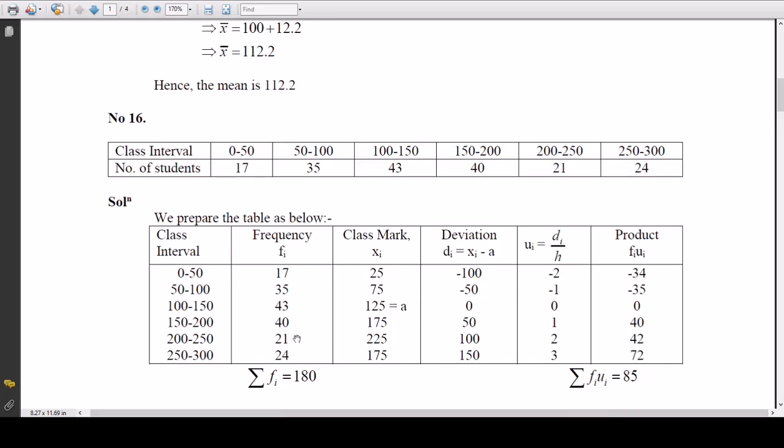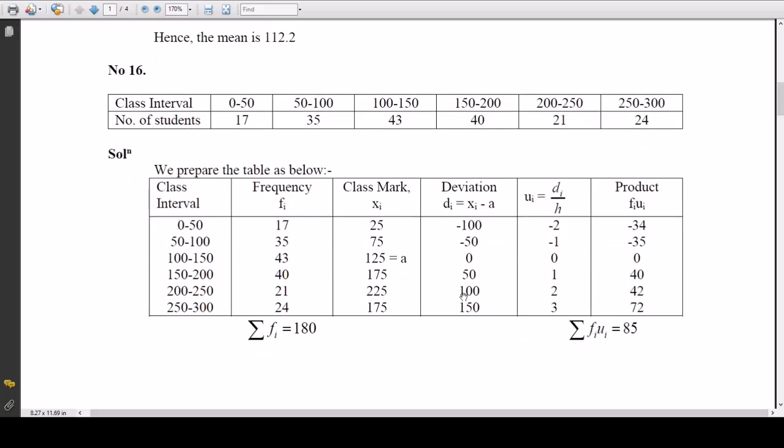Now find the summation of frequency, which is 180, and the summation of fiui. If you find the sum here, you will get 85. What you do: first add 40 plus 42, it is 82. 82 with 72 gives 154. Then subtract the sum of these two negatives, minus 34 minus 35, that means 69. 154 minus 69, you'll get 85. Okay.